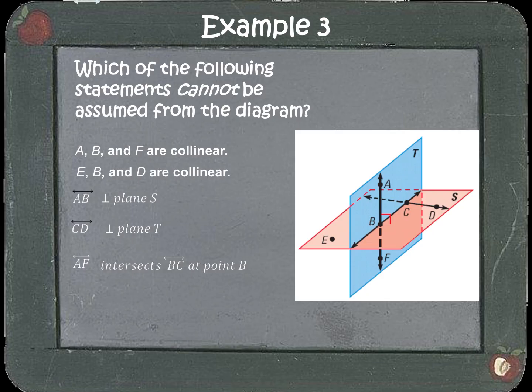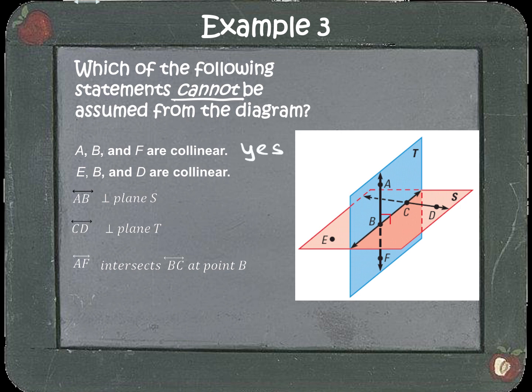This one wants to know which of the following statements cannot be assumed from the diagram. So we're going to go through each one. So it says points A, B, and F are collinear. So let's look where A, B, and F are. So A is here, B, F, and they are all on the same line. So yes, you can assume that this is a true statement. So this one is yes.